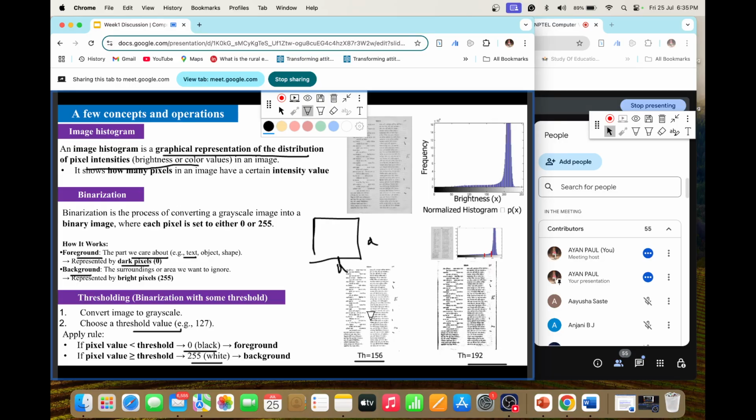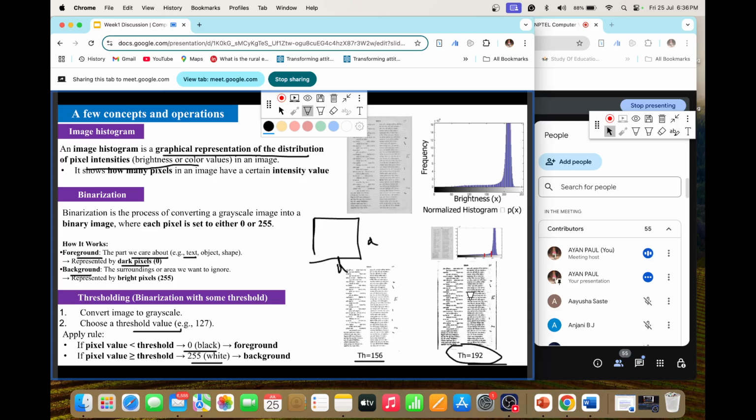So with 156, if the pixel value is less than 156, we change it to 0. That is, we darken it. The pixel values which are greater than or equal to 156, we convert to 255, that is white. So that is how we are doing this thresholding process. Now this is thresholding at 192.